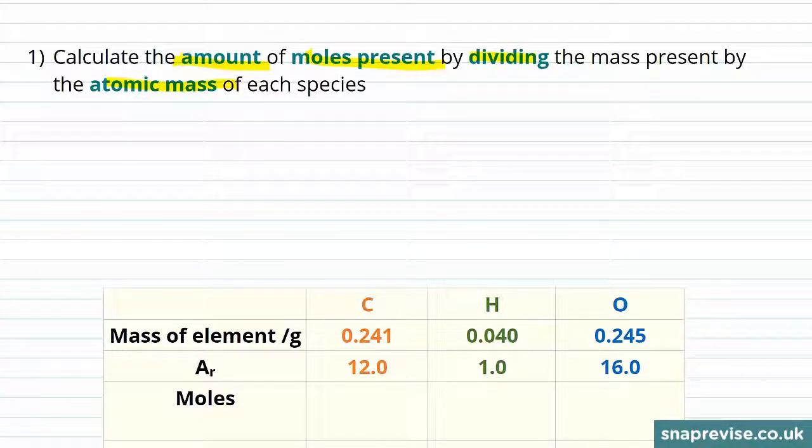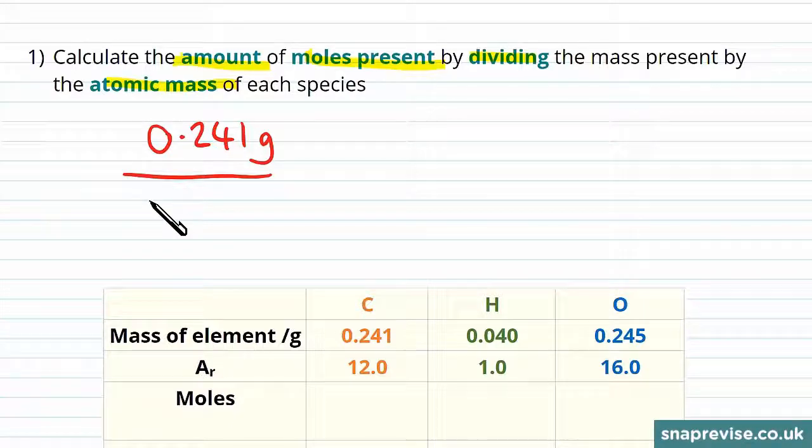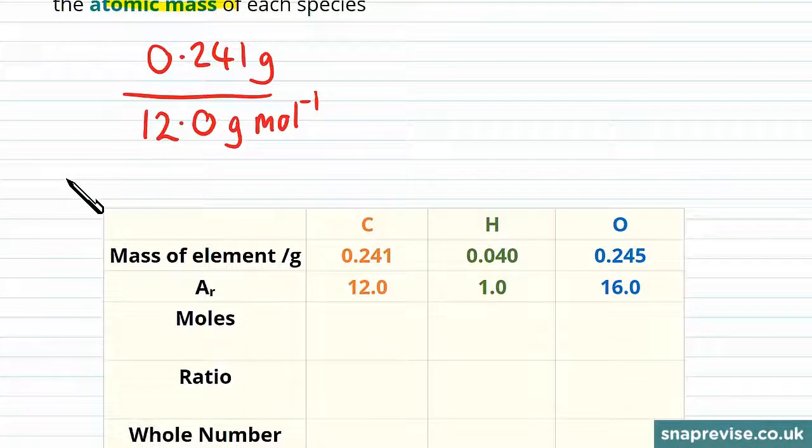species. So to carry out this calculation, starting out with carbon, we note that we have 0.241 grams of the carbon present, and we know that each mole of carbon weighs 12 grams, so we divide by 12.0 grams per mole. This is going to give us the number of moles per carbon, and if we put this through a calculator, it comes out as 0.020 moles of the carbon.